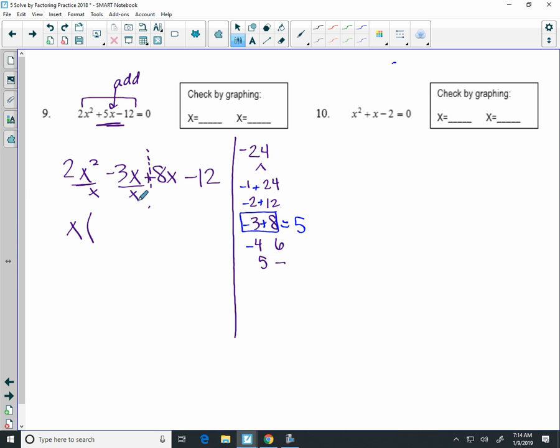2x squared divided by x, I have 2x left. When I divide negative 3x by x, I'm just left with minus 3. We always bring our sign down that's in the middle. 8 and 12, again, if you need to use a calculator to double check your division here, 2 goes into both. But if I divide 8 by 2, I'm going to end up with a 4x in my parentheses. And that is not what I want. I want my parentheses to match.